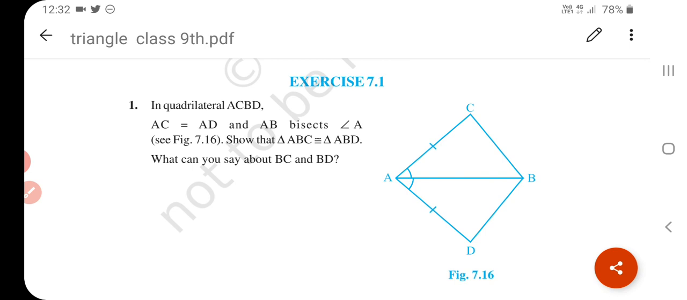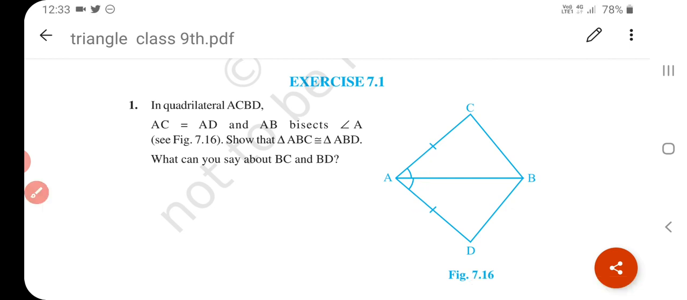It's given AC is equal to AD, and AB bisects angle A. AB जो है वो bisect कर रही है एंगल A को, means this angle and this angle are equal. Show that triangle ABC is congruent to triangle ABD. What can you say about BC and BD? So first of all you can see it.